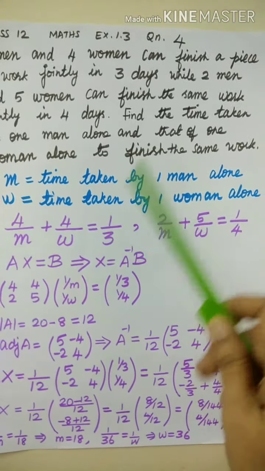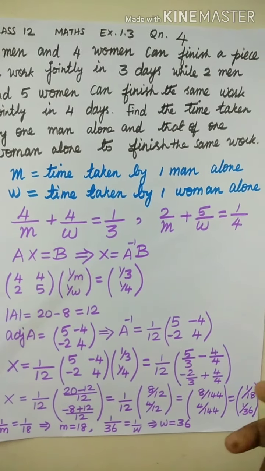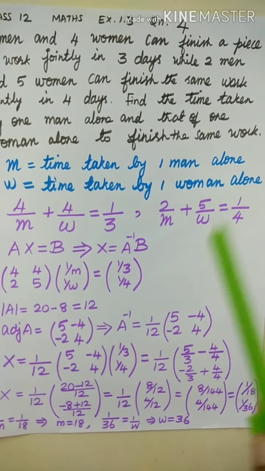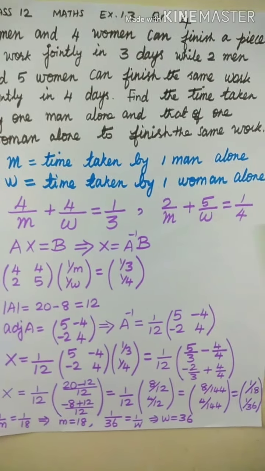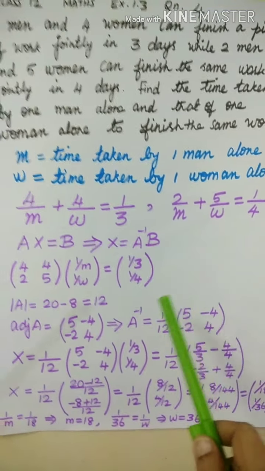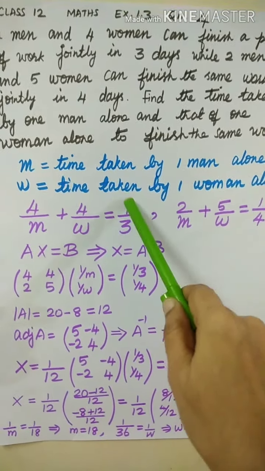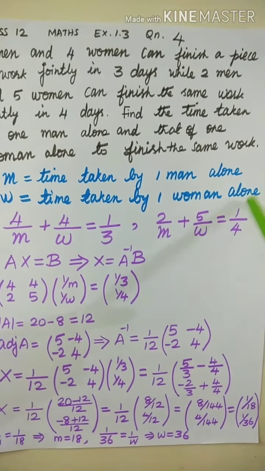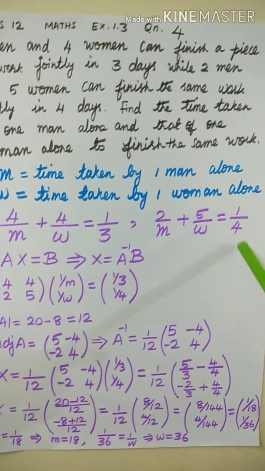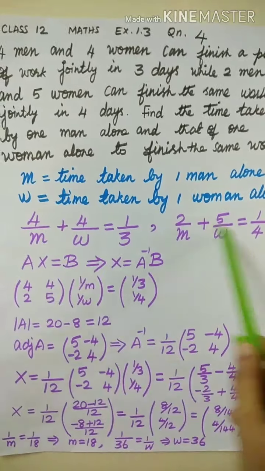See, supposing I say I complete a work in 2 days. First day I would have completed half the work. So 2 days means per day I complete 1 by 2. 3 days means per day we complete 1 by 3. Similarly here 4 days is given, so it is 1 by 4. So we have the two equations.